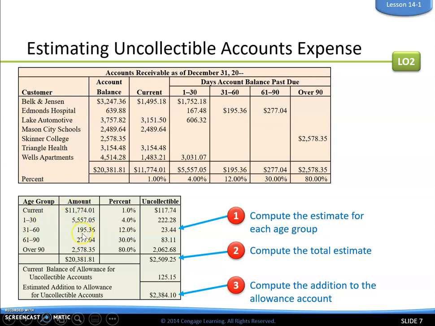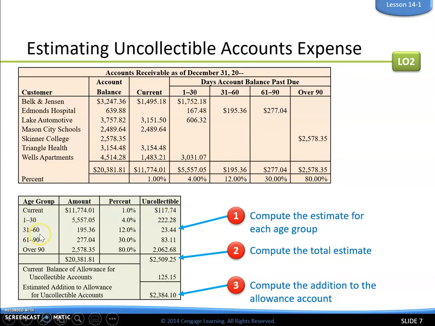Okay, so I'm now going to look at this one. We're saying, okay, currently we are owed $11,774. That would mean that they're going to pay things on time. We're going to assume 1% of that is going to be uncollectible. Okay. Now, when we get to this grouping here, this is saying that they are past due 1 to 30 days. We're going to assume that this amount, 5,557, since they're already past due 1 to 30 days, now goes up a little bit. So now we're going to assume 4% is going to be uncollectible.